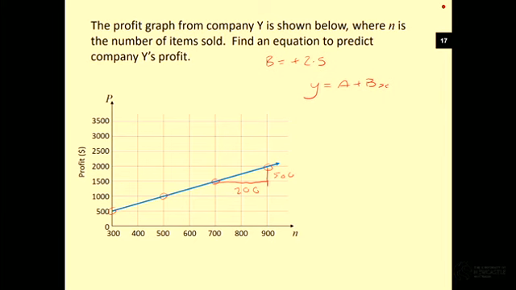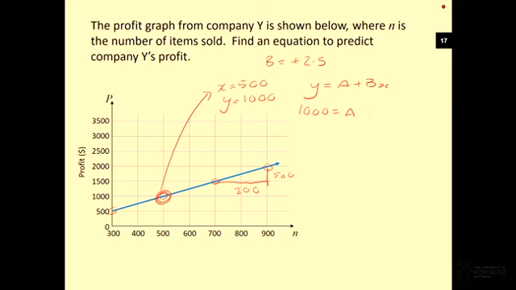Y equals A plus BX. All right, I want to find A. I need a point. No one's written down a point for me here, but I can find a point. Anywhere on that line's a point. What about that point? That'll do. That point tells me when X equals 500, Y equals 1,000. I can use that point. Any point that's on that line is fine. So replace the Y with 1,000.